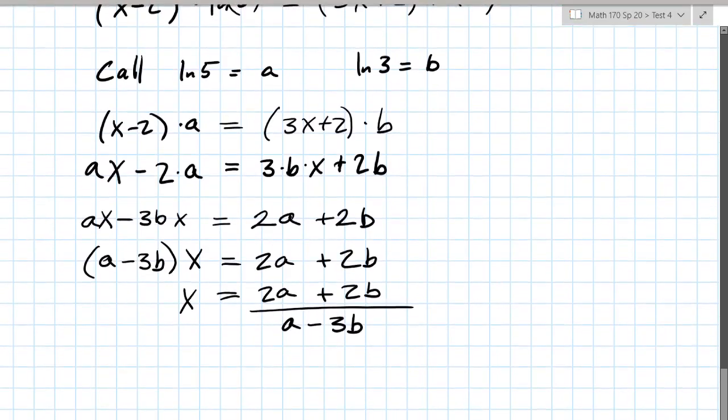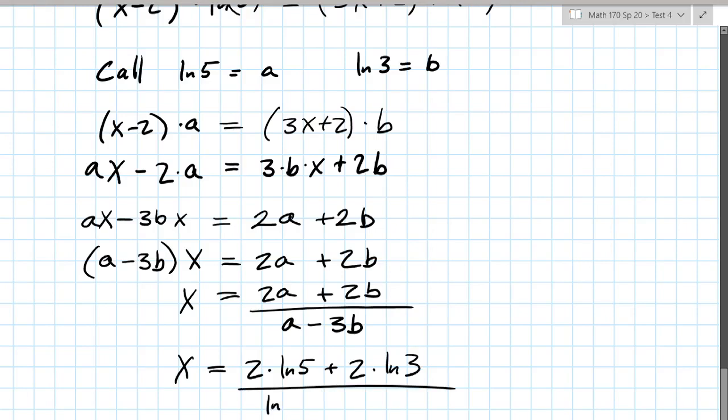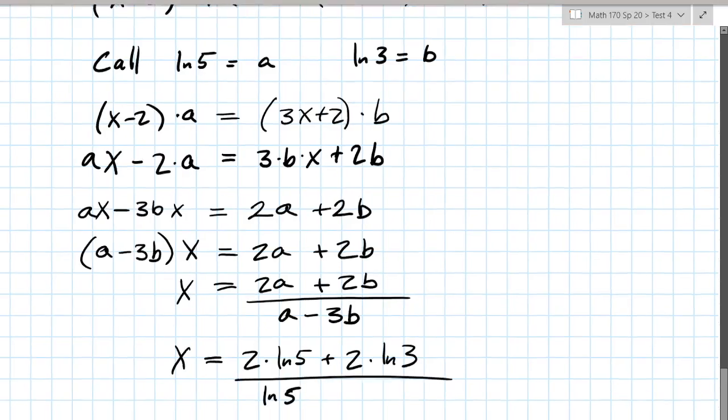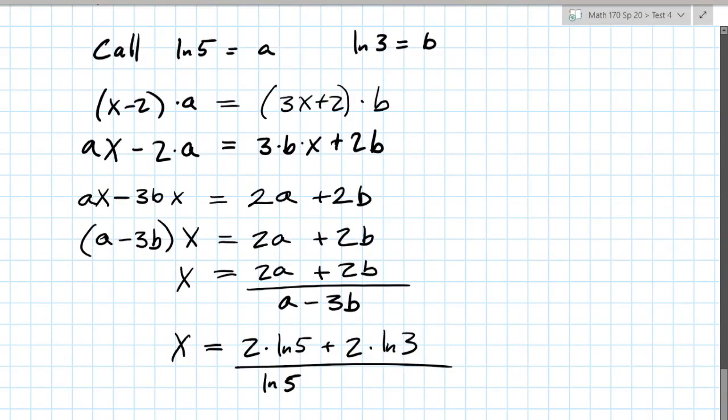And now let's put the ln of 5 and the ln of 3 back into our equation. 2 times the ln of 5 plus 2 times the ln of 3 over the ln of 5 minus 3 times the ln of 3. And that is the exact solution to this problem.